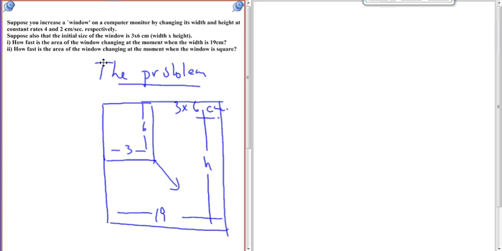Second question, how fast is the area of the window changing at the moment when the window is square? So presumably at some moment the window will be square. I don't even know what time that is, or if that even happens, but we'll see that it does. Eventually the width overtakes the height and at some point becomes square. After all, the width is increasing at a faster rate. So let's look at the solution.